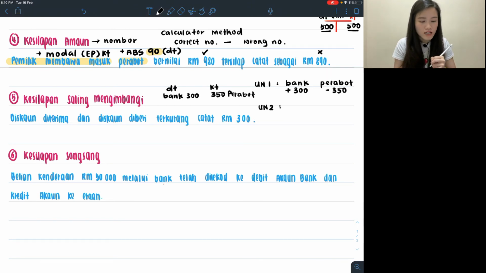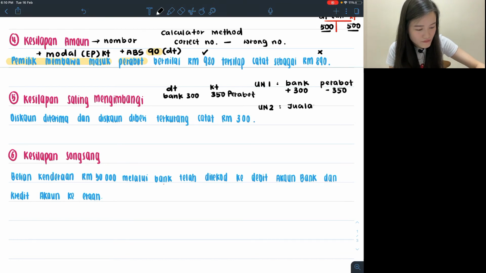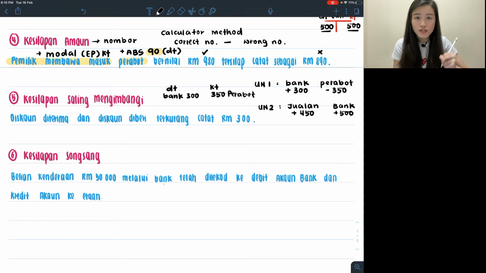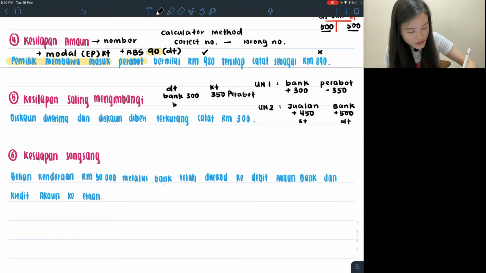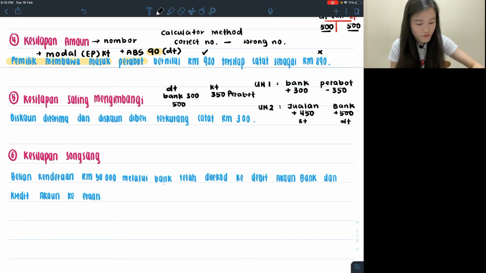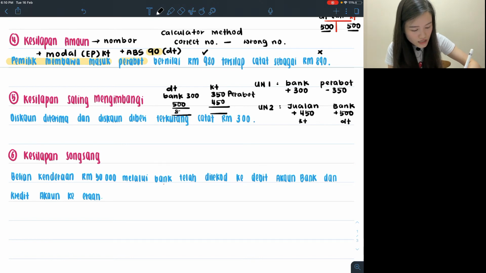Urus niaga number 2 is that now I am selling things, jualan. So jualan increases by 450, and my bank also increases, but I accidentally wrote it as 500 ringgit. So what happens? Bank is a debit item, jualan is a credit item. As I bring in bank 500 on the debit side and jualan 450 on the credit side, as you add them together, don't you see that both sides also equal 800 ringgit?